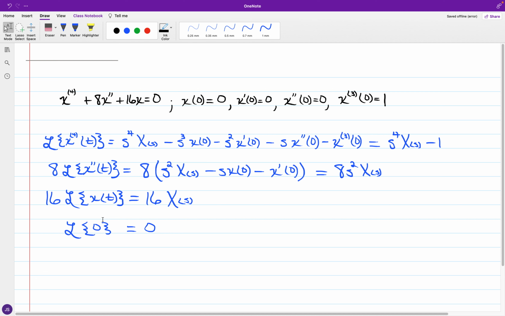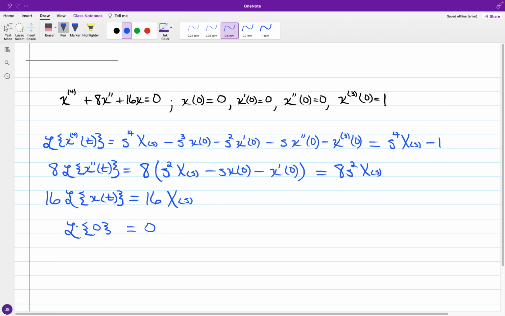Now for the next term, we have the Laplace transform of 8 times the second order derivative of x with respect to t. I can write this as 8 times the Laplace transform of x double prime t. So you're looking at 8 times s squared times the Laplace X(s) minus s times x naught minus x prime naught. Again, both x naught and x prime naught are negligible, and so this becomes 8 times s squared times the Laplace X(s).